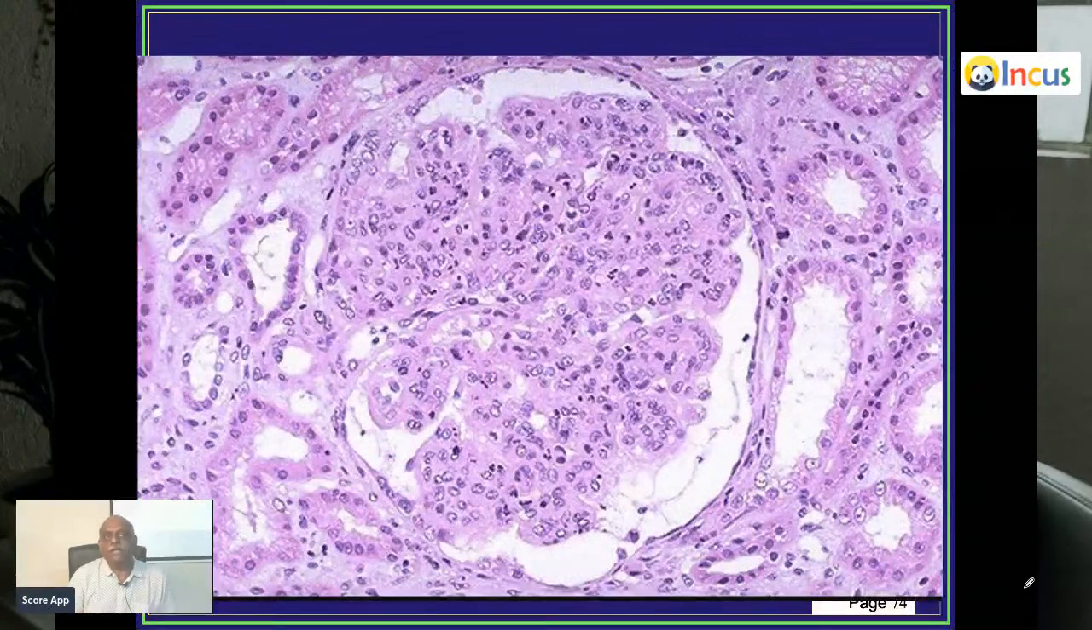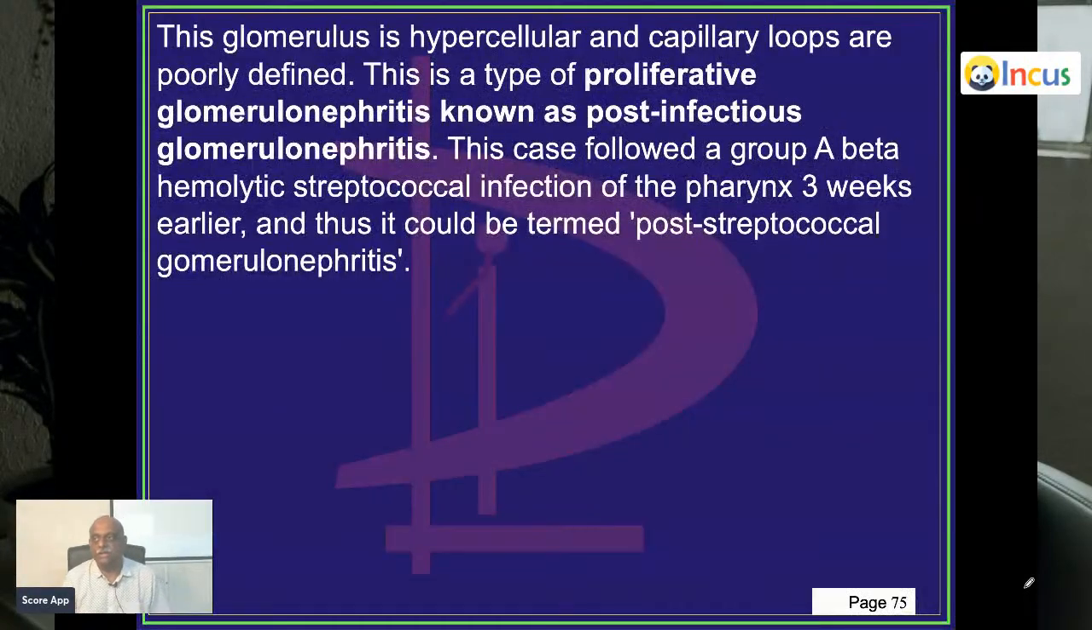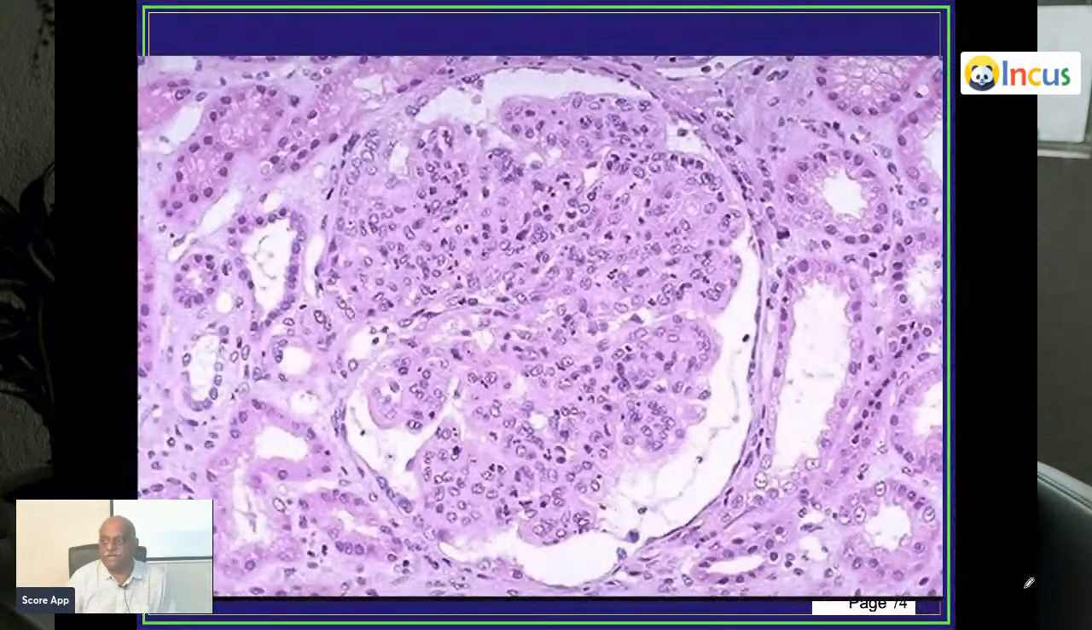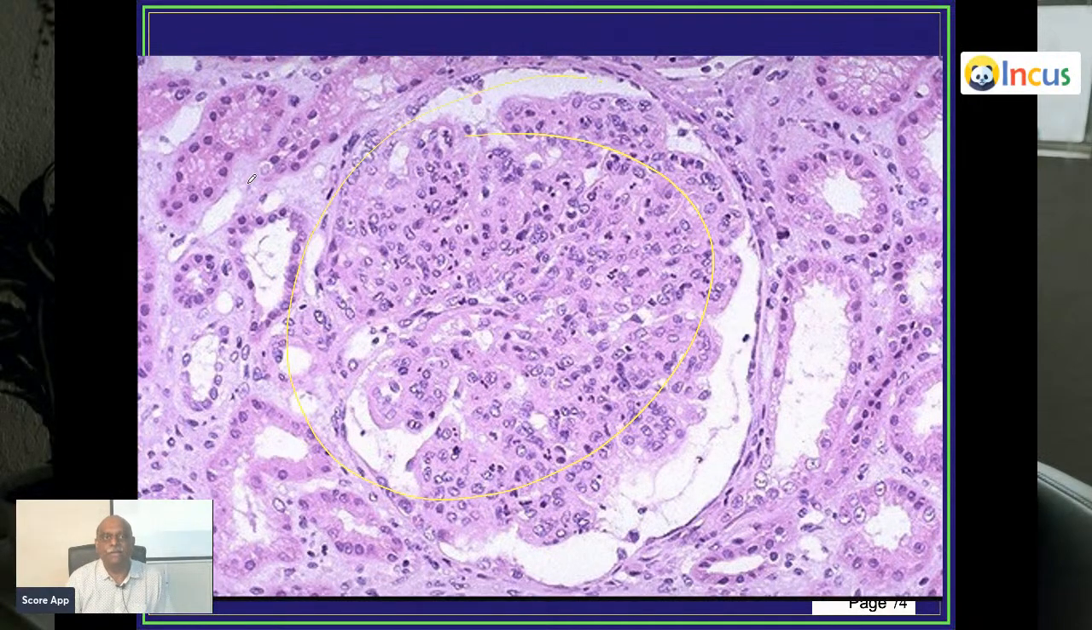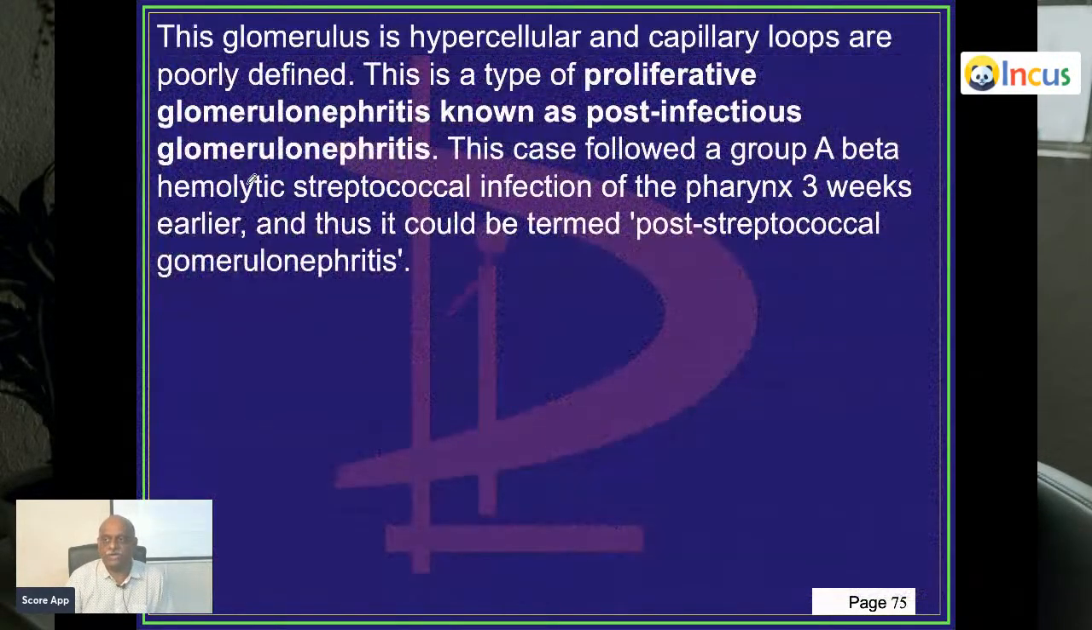Now this is another example. What are you seeing here, doctor? Hypercellular, post-infectious glomerular. This many number of cells you don't find in a normal glomerulus is what you need to understand.